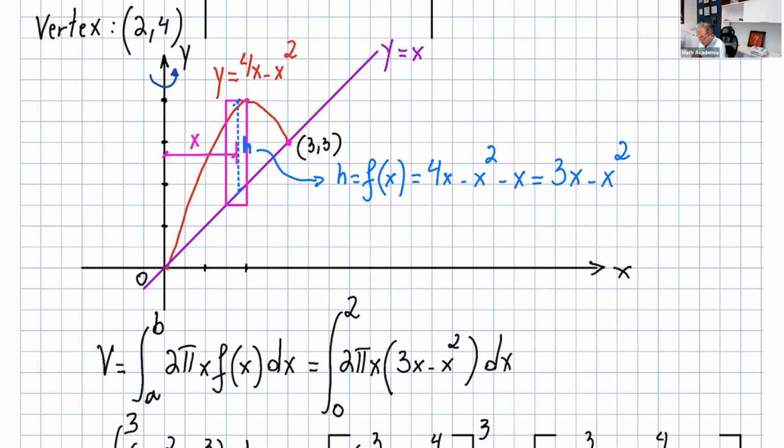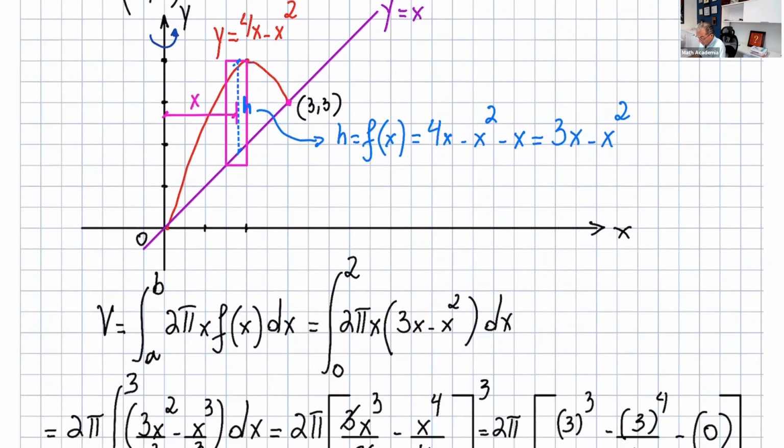So I called it h, and that's going to be f of x. We always use f of x. In this case, it's going to be 4x minus x squared minus x, and that's 3x minus x squared. We have the intersection points.